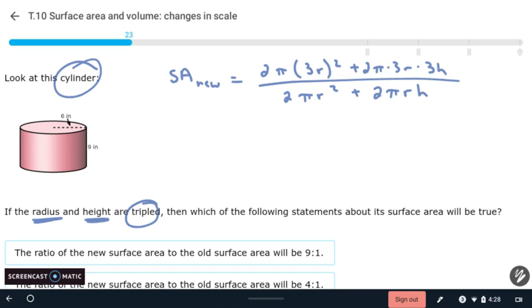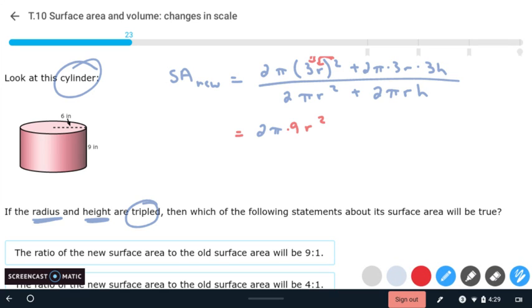And so I'm going to go through and here I'll use different colors to emphasize what's the same. We've got 2 pi, but then when you do 3r squared, remember you're squaring both of these, not drawing an arc. So 3 squared is 9, and r squared is just plain r squared.